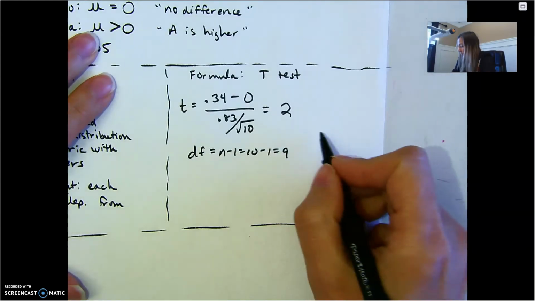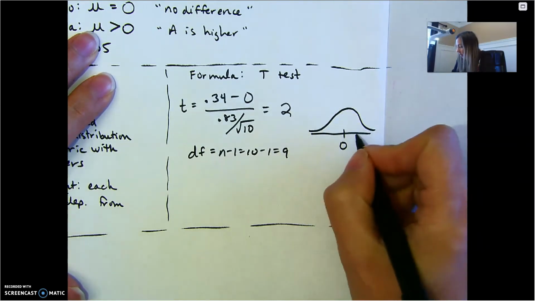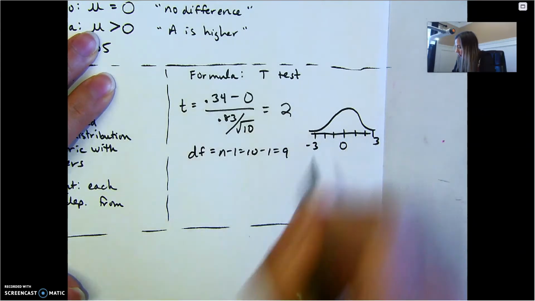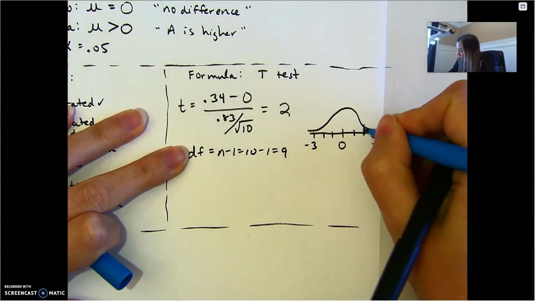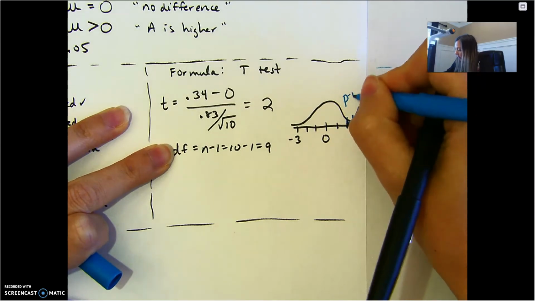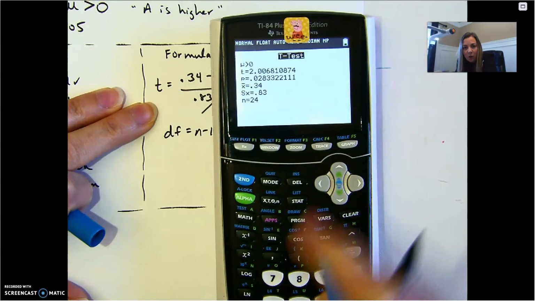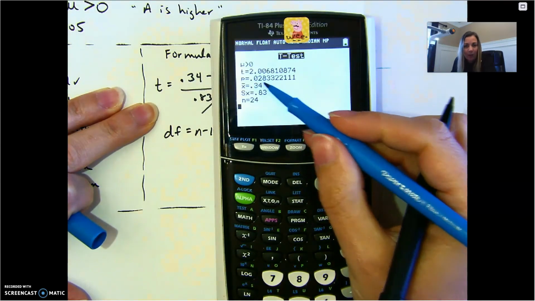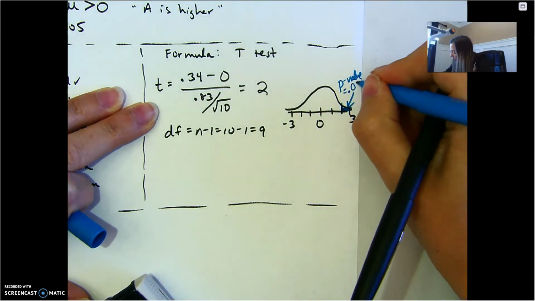So on a bell curve, where 0 is in the middle and 1, 2, 3, we're going to go over here to 2. So the area under the curve, that is our p-value. That's where our evidence is. And according to the calculator, our p-value is 0.028. I'm going to go ahead and round it to 0.03. So that p-value is 0.03.